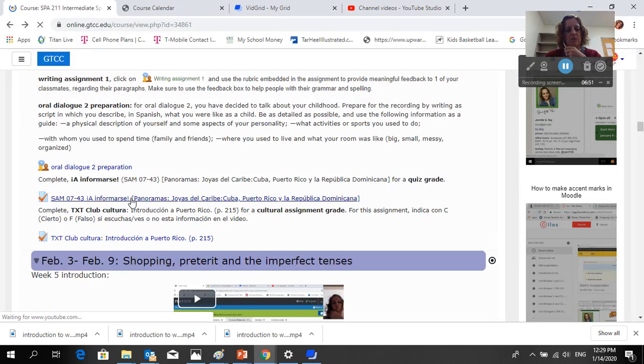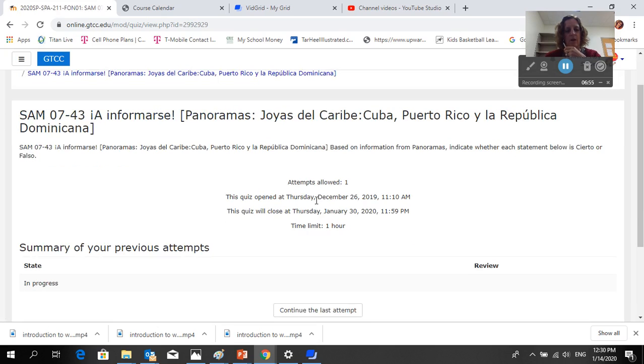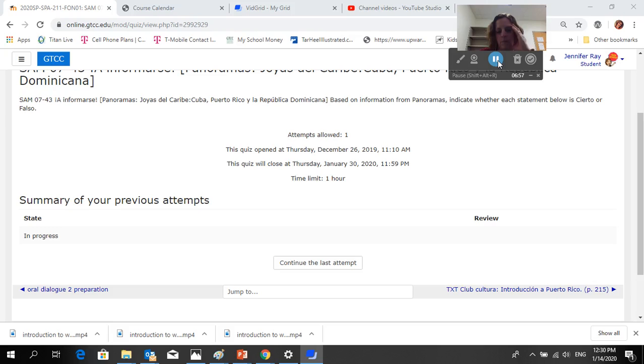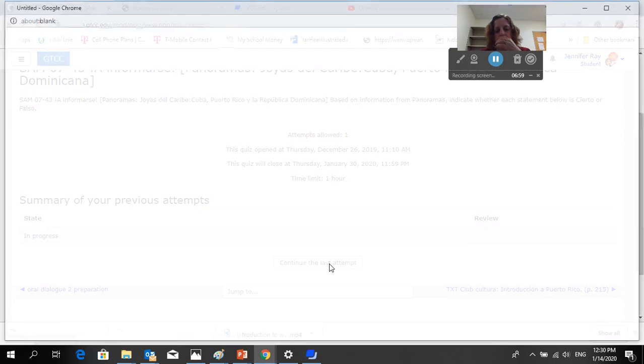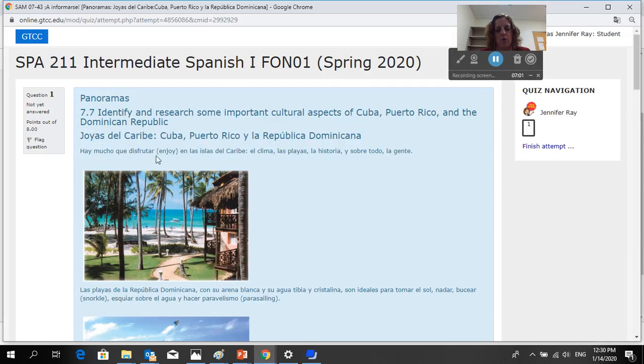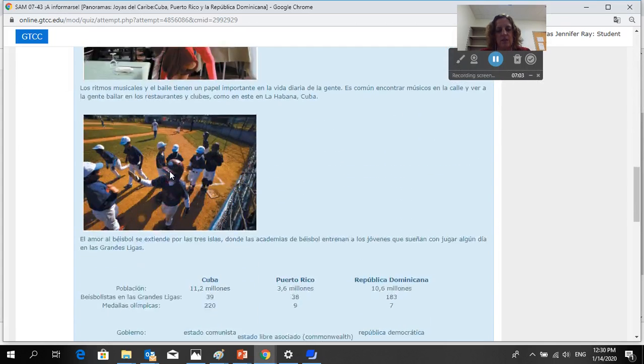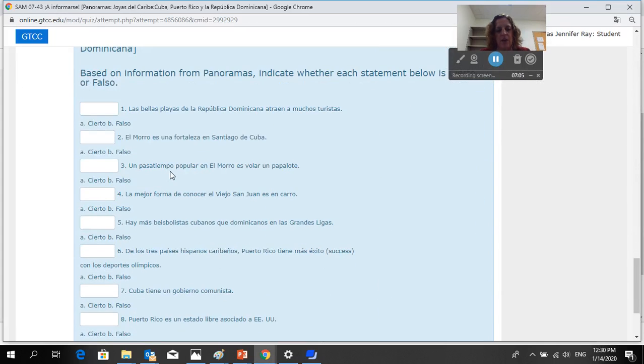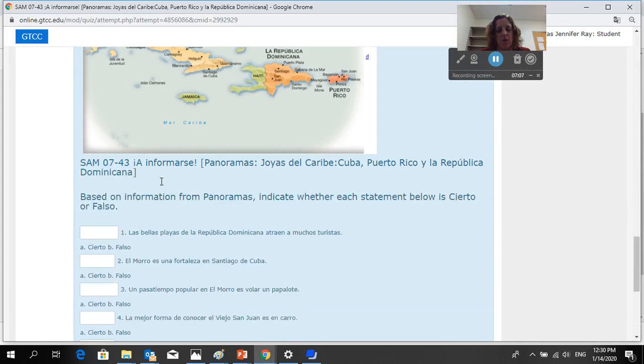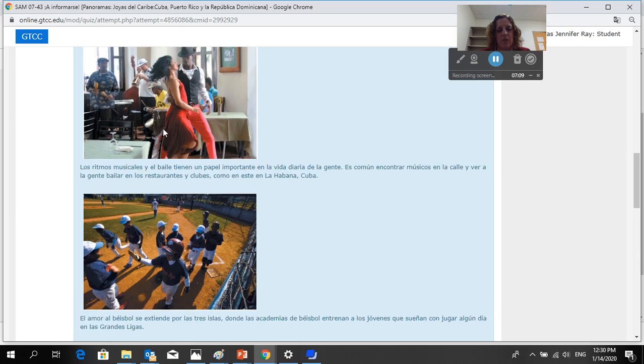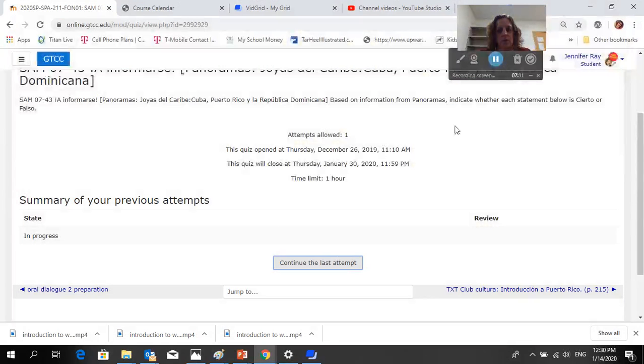You also have to do 743, which I've put into... okay, so you'll click on start here. You're going to read through this information right here, and then you're going to decide whether the statements below are cierto or falso based on the information that you read.